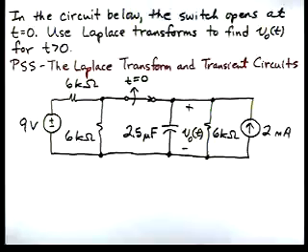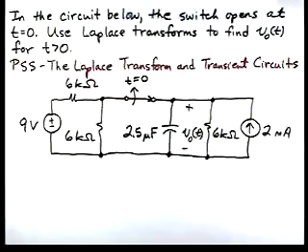In this problem, we're told that the switch in the circuit below opens at t equals 0, and to use Laplace transforms to find v0 of t for t greater than 0. We're going to utilize our problem-solving strategy entitled Laplace transform in transient circuits.